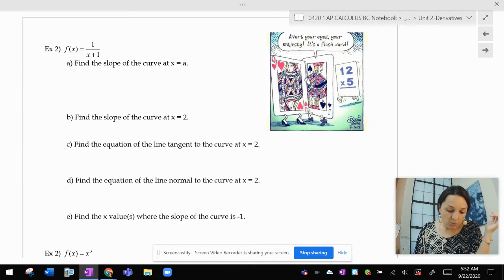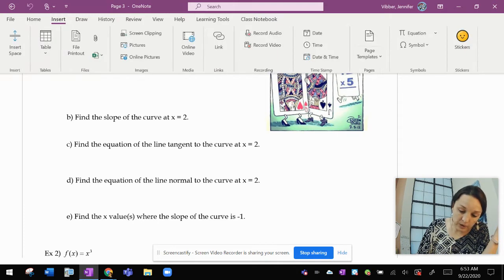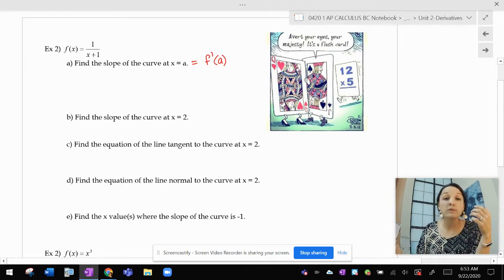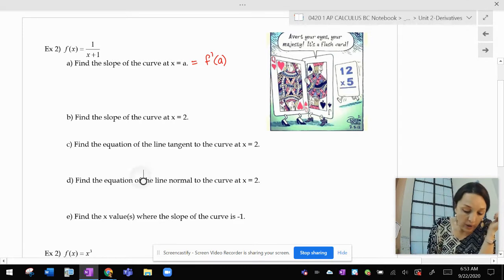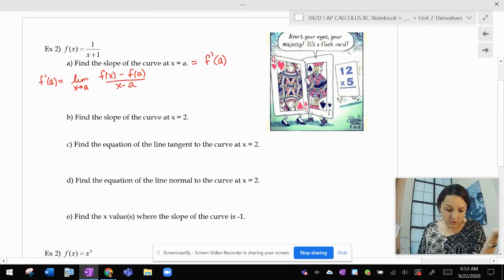This one says I have f of x equals 1 over x plus 1, and it says find the slope of the curve at x equals a. So the slope at x equals a is really saying what is f prime of a, meaning what is the derivative at point a. And f prime of a is equal to the limit as x approaches a of f of x minus f of a over x minus a. Now I'm going to evaluate that using the f that we have.